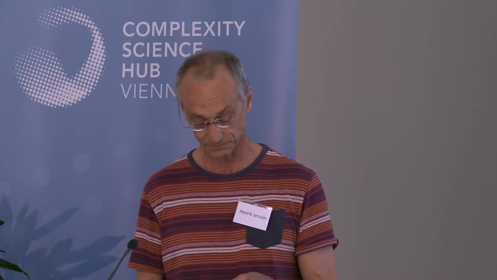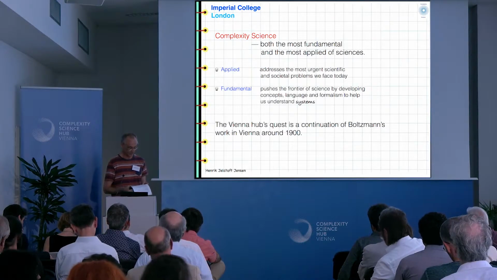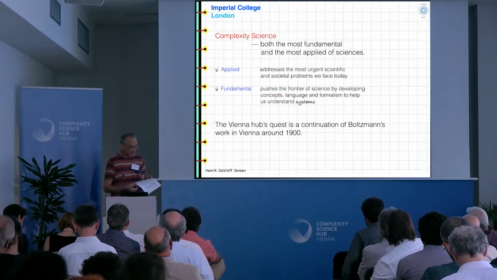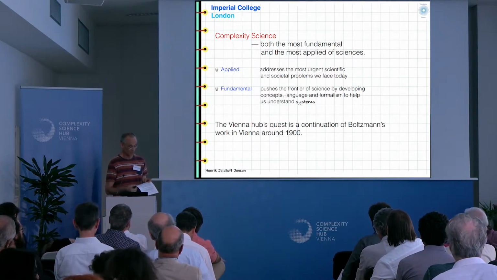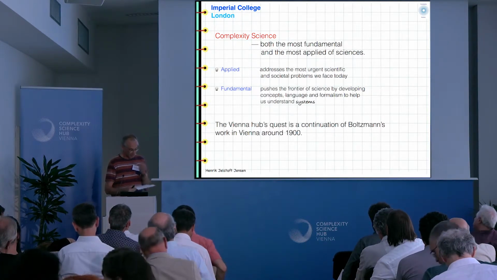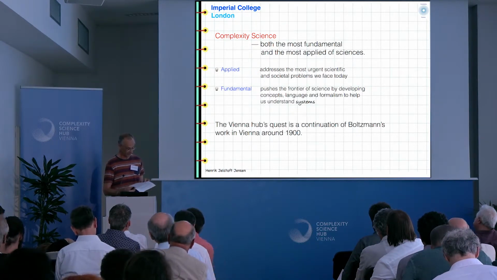It is applied because we develop complexity science through collaborative efforts that help us to improve our understanding of some of the most urgent problems we are facing: climate, cities, finance, the mind, and so on. Complexity science is fundamental because its aim is to develop concepts, language, and formalism that can help us to understand the most basic and most commonly shared aspects of the dynamics of systems. So that is the dynamics of hierarchical processes. There are strong similarities between what complexity science tries to achieve today and what Boltzmann and others were developing in statistical mechanics around 1900, not least here in Vienna.